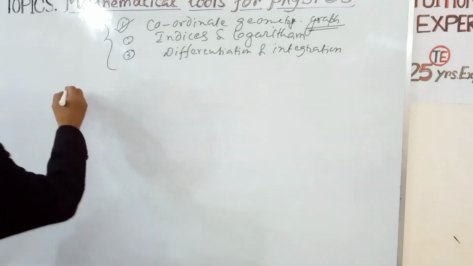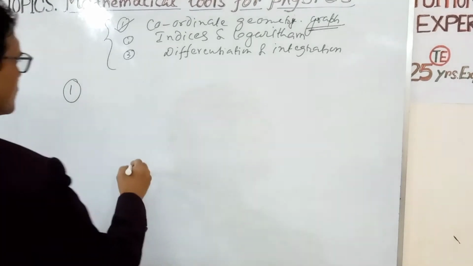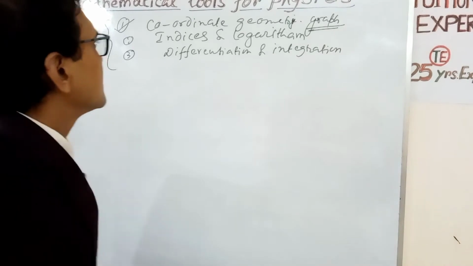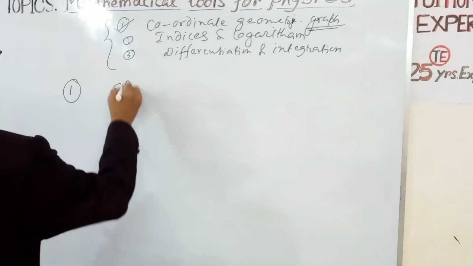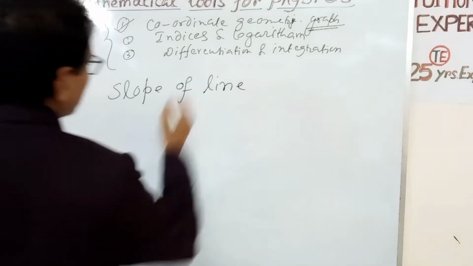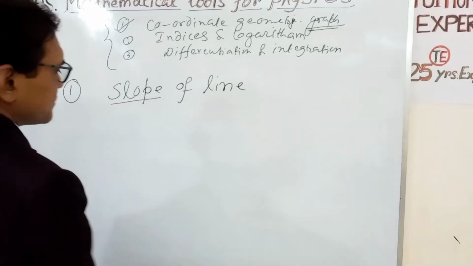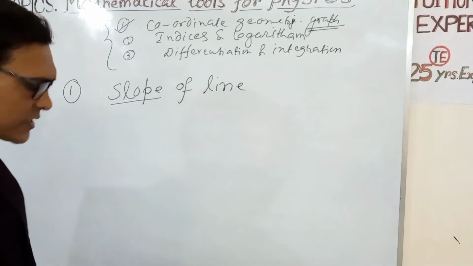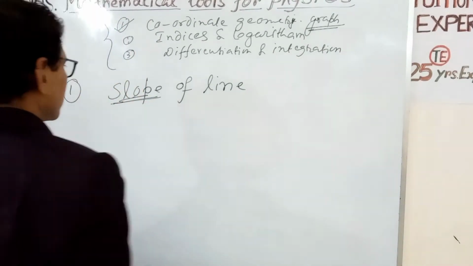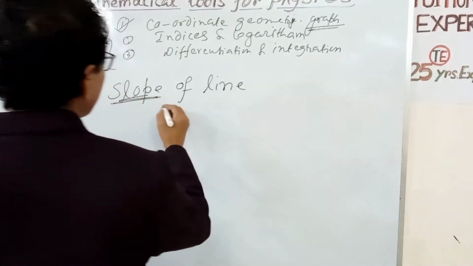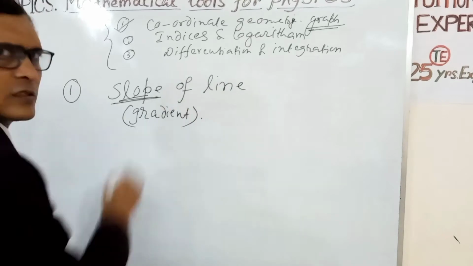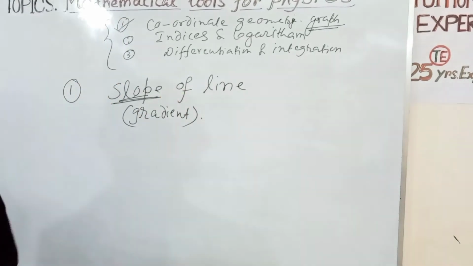The first term, which is most used in the whole physics, is the slope of a line. Slope, or gradient, is very much used all over physics. This is a very important term. Slope is also called gradient. Now, what is the slope of a line?